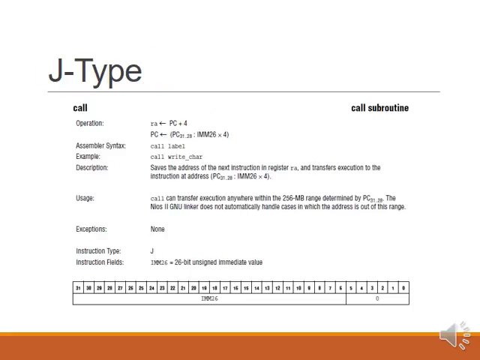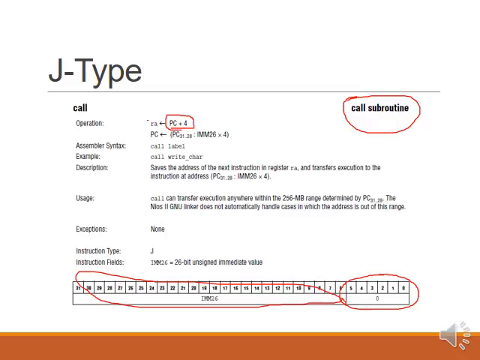Then we will see the J type, which is the name for jump instructions. We will see an example for call subroutine. In J type instruction, the first 6 bits are the opcode, of course, and the other 26 bits are used for the immediate value, which forms the address of the destination where the jump should point the program counter to. So if I call a subroutine, the program counter will be incremented and then stored in this place.